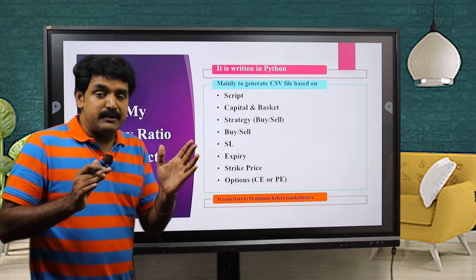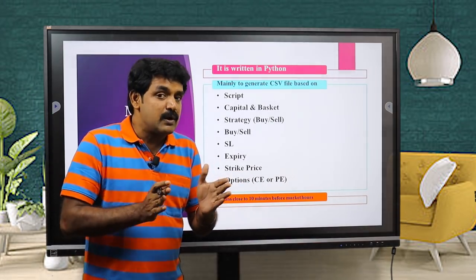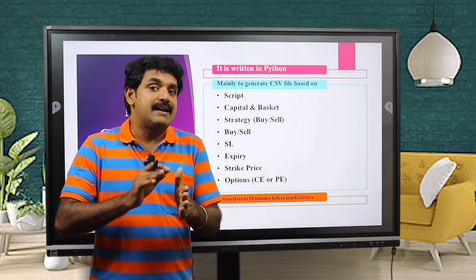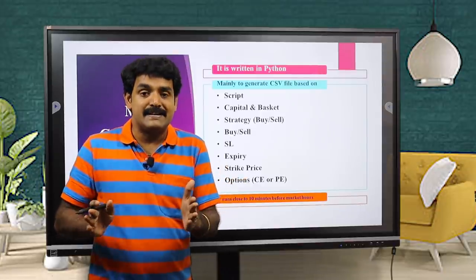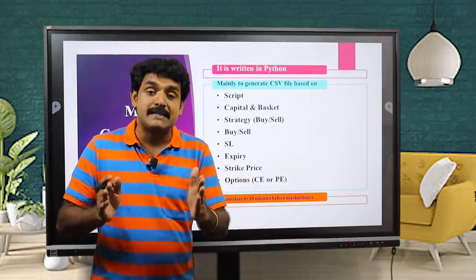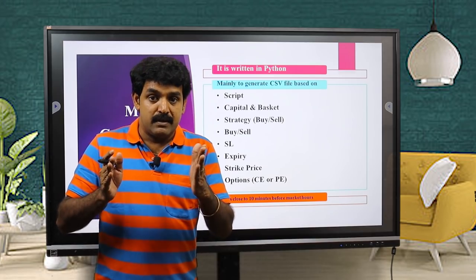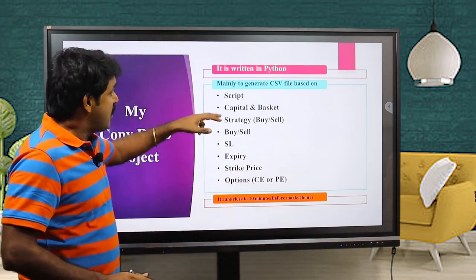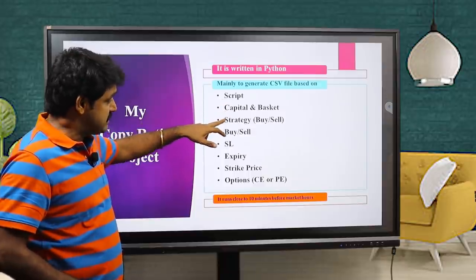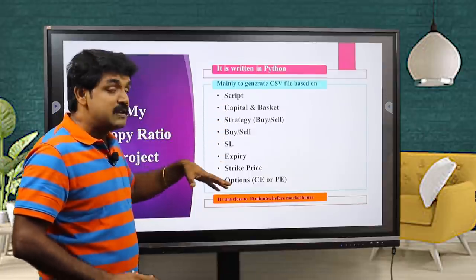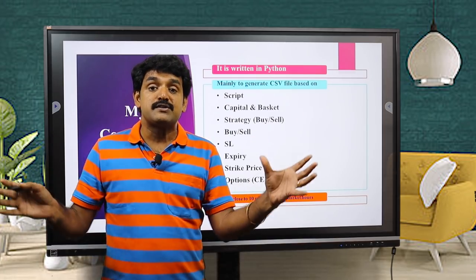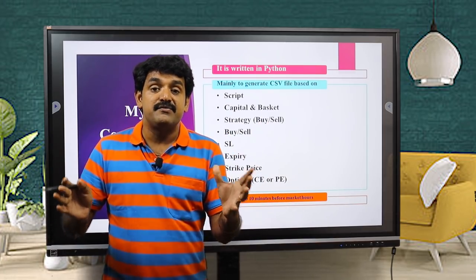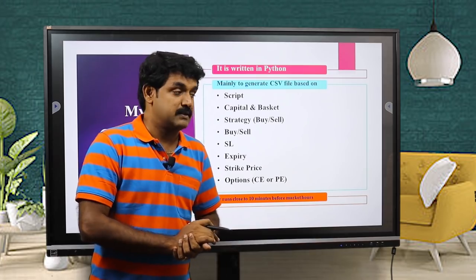Okay, my Python program, this is not an automation. This will not execute any order. What it does is it generates an Excel file for different scripts, different capital, strategy, buy and sell, stop loss. It generates all possible CSV files which I can give for basket orders.